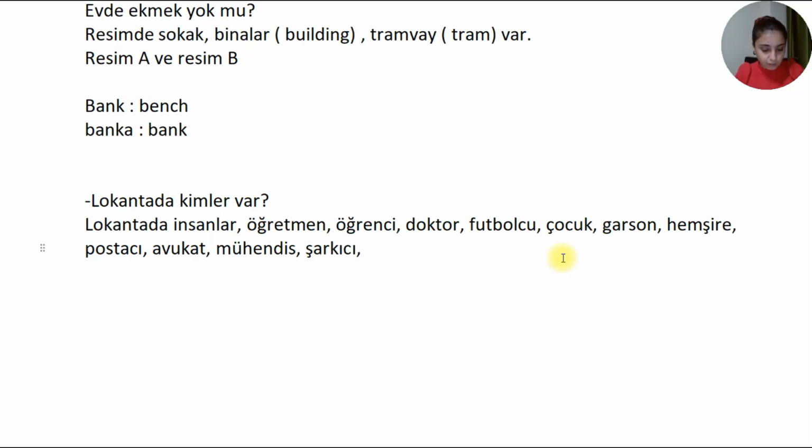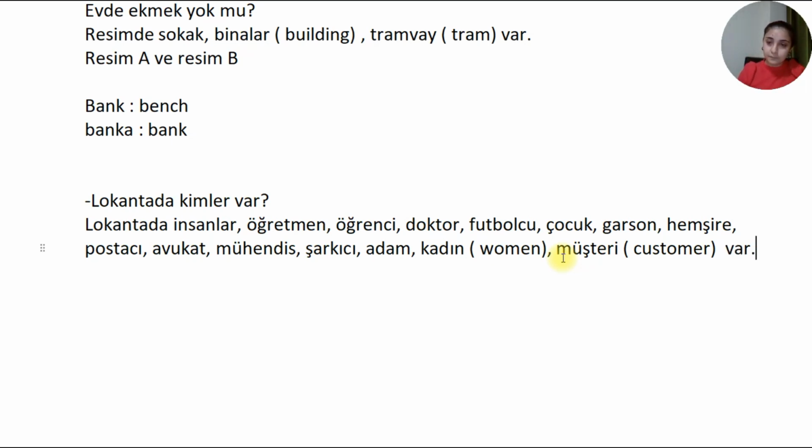And also we learned just before, adam is a man. Let's say kadın, it is a woman. And let's say customer, it is important. Customer, it is müşteri. At the end of your sentence, we will say just var. There are. Lokantada something, something, something var. And those are human beings that we learned. Okay. Next question.